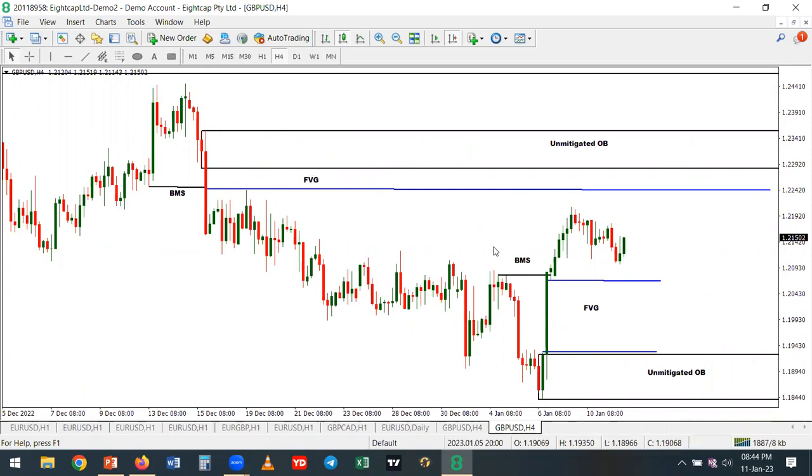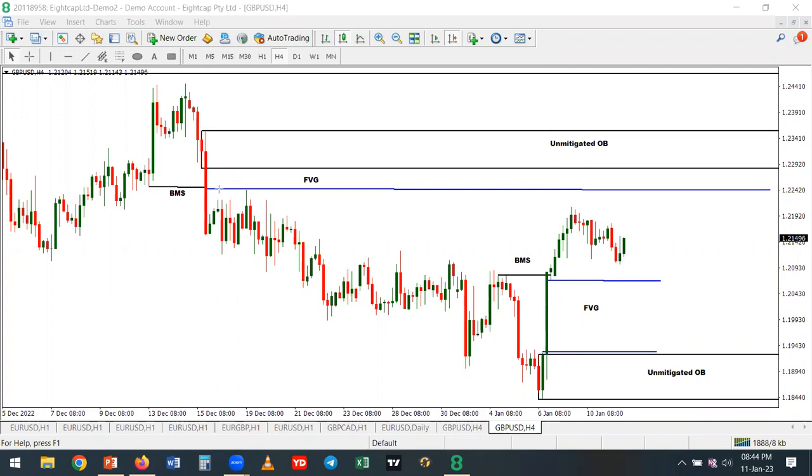This is another fair value gap here. Another block here. Is there an FVG? Yes, there's an FVG here. Did it break structure? This high has been broken, so it broke structure. Now price has to come down to fill up this FVG and tap on the order block.